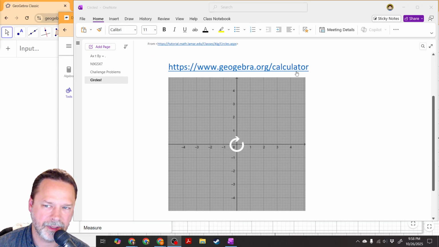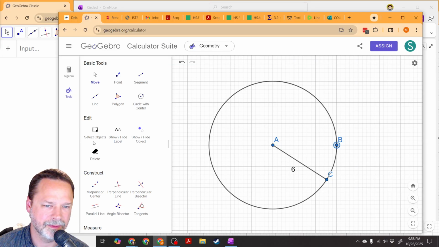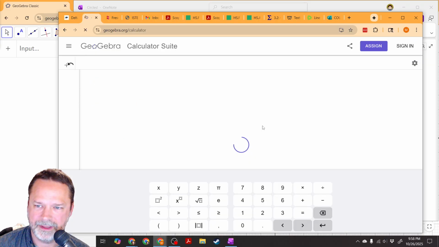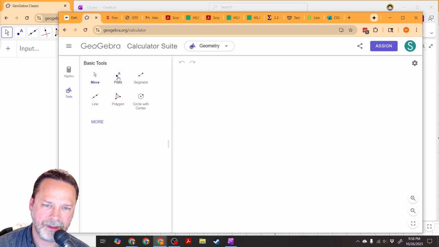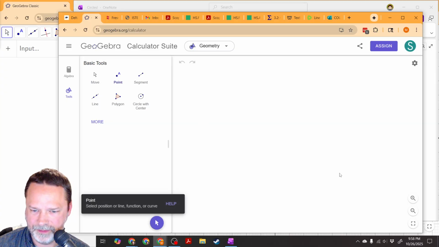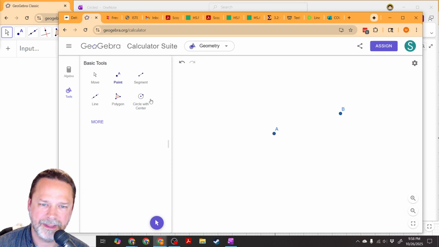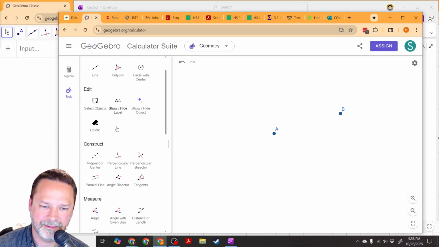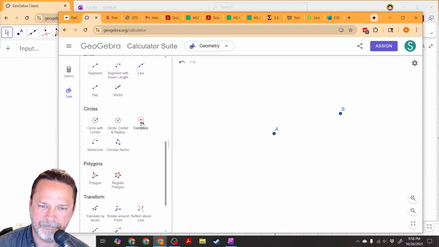I'm going to go to geogebra.org/calculator. I'm going to be doing some stuff in there. And here I got this calculator, but I'm going to get rid of it. And I'm going to go ahead and make a circle. So I'm going to start with a couple points. There's a distance from A to B. We could figure out what that distance is. We can get in these tools here if we want.